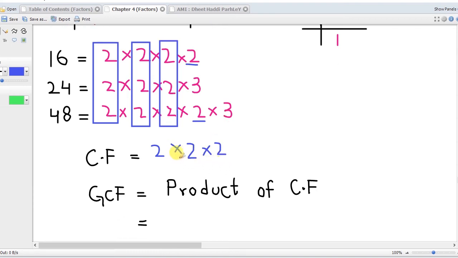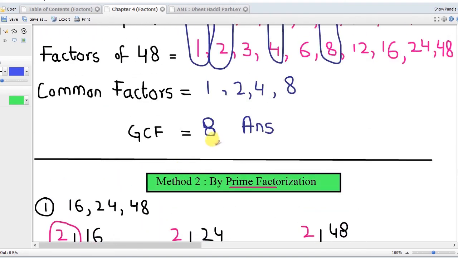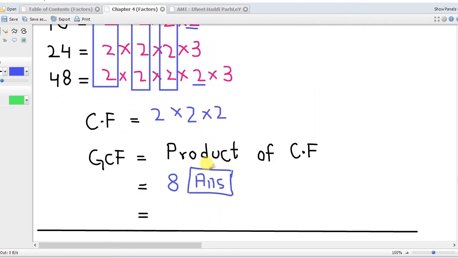Now just take the product of these numbers, meaning you have to multiply them. So 2 times 2 is 4 and 4 times 2 is 8. So this is our final answer. And see, we are getting the same answer as we got using the first method. 8 here and 8 here. So we are good to go, right?